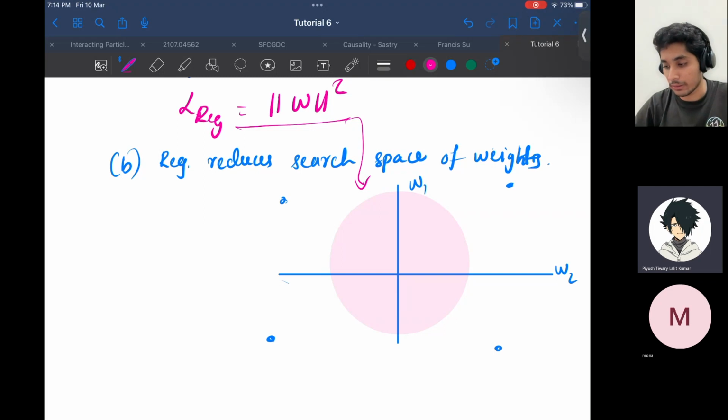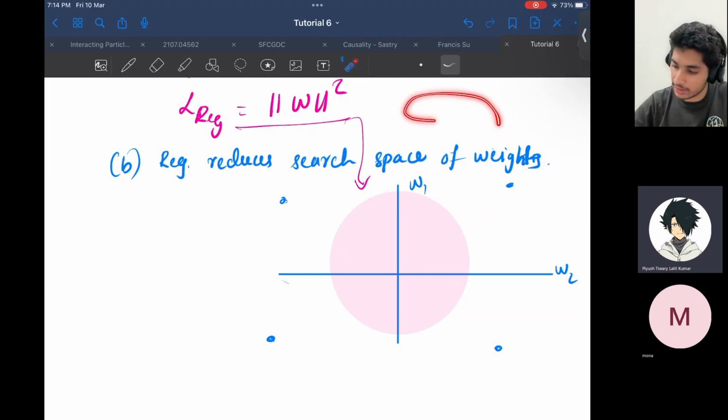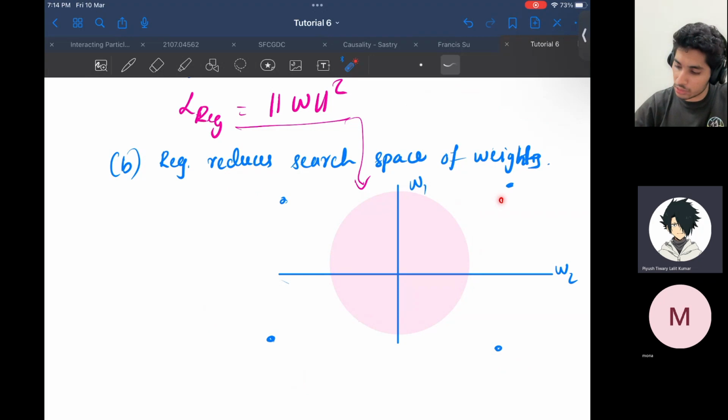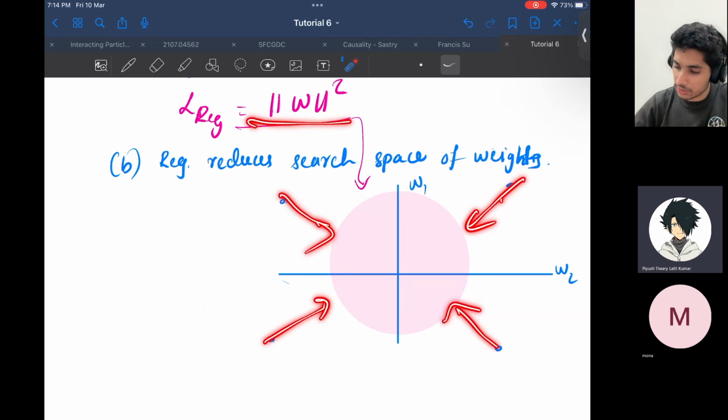So I hope you get my point that regularization actually constrains your search space. Now you cannot go arbitrarily anywhere, here, or here, or here, or here. You need to be inside some circle, or at least you need to be close to origin. These points need to come to origin. Otherwise, this loss function won't be minimized, and the training won't happen.